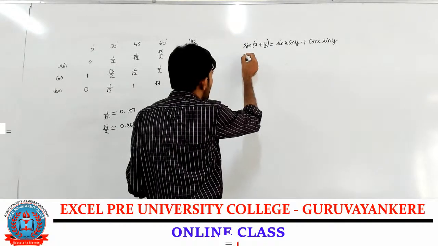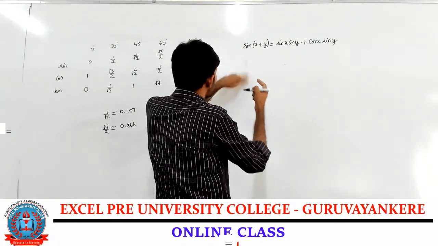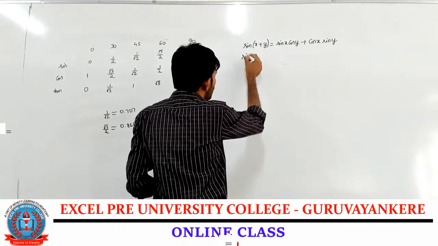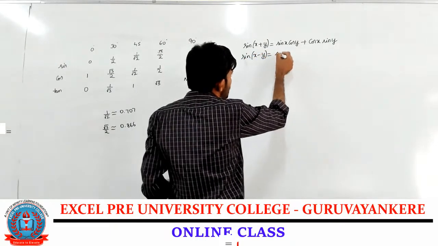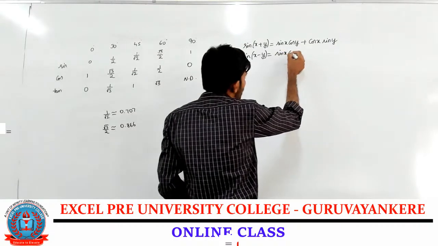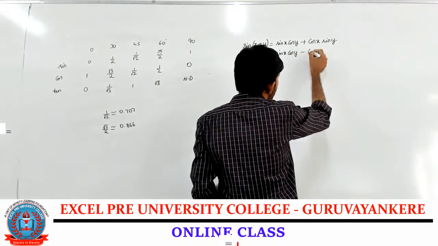Sine of x plus y. Next you have sine of x minus y. Sine of x minus y. These are called compound angle formulas. Sin x into cos y minus cos x into sin y.